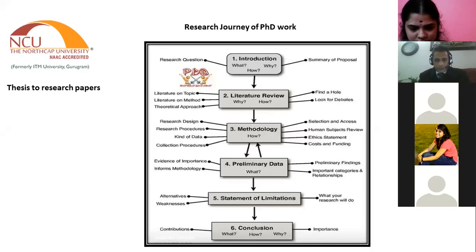The statements of limitations, alternative weaknesses, what your research will do. In the research activity, normally we claim that we have developed certain things which have not been done before, or which is an extension of certain things which are already being done, and that is going to be for the well-being of the society for which we are researching. So the research outcomes are very important, and there need to be tangible benefits to the society with those research outcomes.